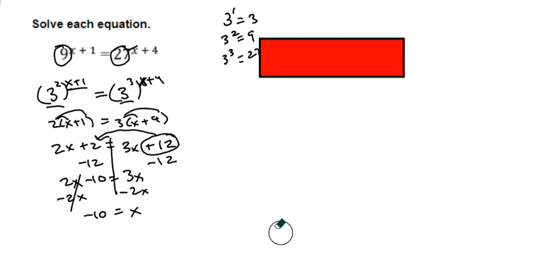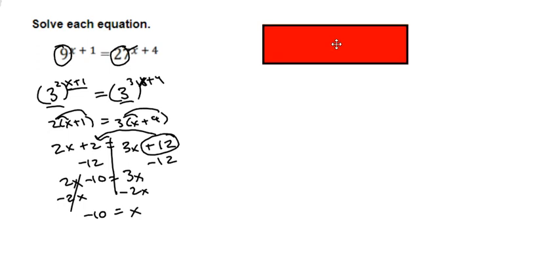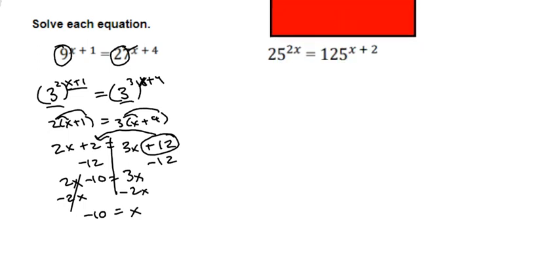Okay, so let's clean this up a little bit. And now we'll move this one, and we'll do this last problem here. So we got 25 to the 2x equals 125 to the x plus 2 power, right? And so remember, this whole x plus 2 is acting on the 125, and the 2x is acting on 25. So to me, my powers of 5 jump out at me. I know that 25 is equal to 5 squared, and I know that 125 is equal to 5 to the 3rd power.